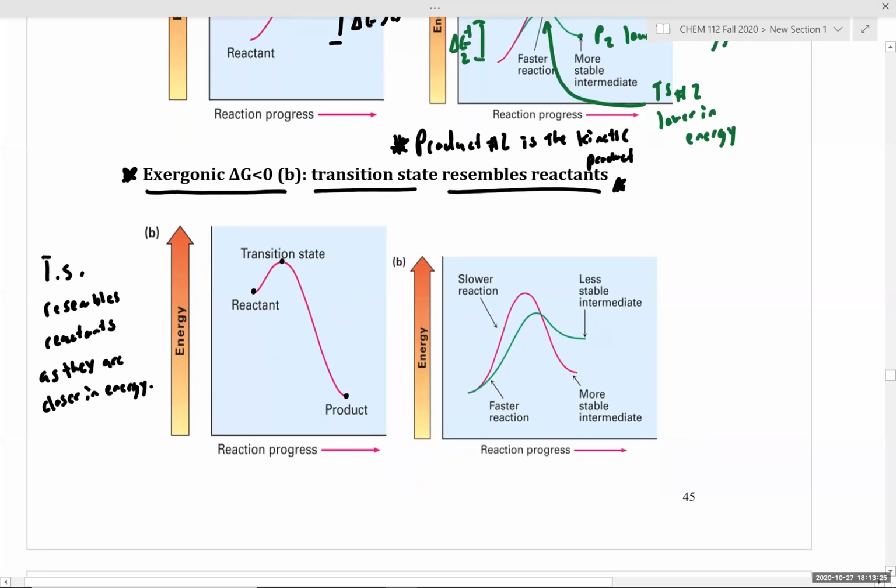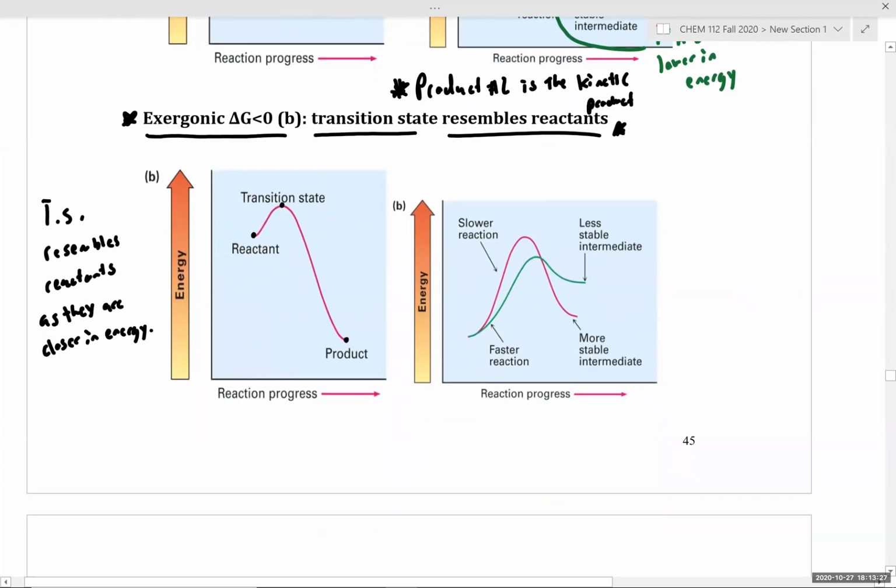We'll do an analysis of an exergonic reaction. Let's draw out one on the side, so that we can compare and contrast an endergonic versus an exergonic reaction. So here we have a typical endergonic reaction. Let's draw out an exergonic reaction coordinate on the side, just as a side-by-side comparison.